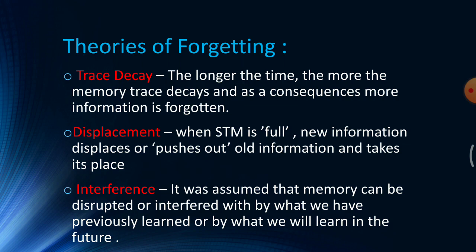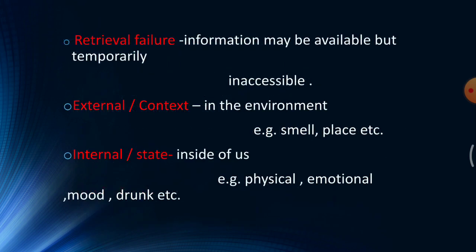Interference. It was assumed that the memory can be disturbed or interfered with by what we have previously learned or by what we will learn in the future. An example for interference theory is that after changing the mobile number, we find it difficult to remember the new number. And retrieval failure theory, in which information may be available but temporarily inaccessible.